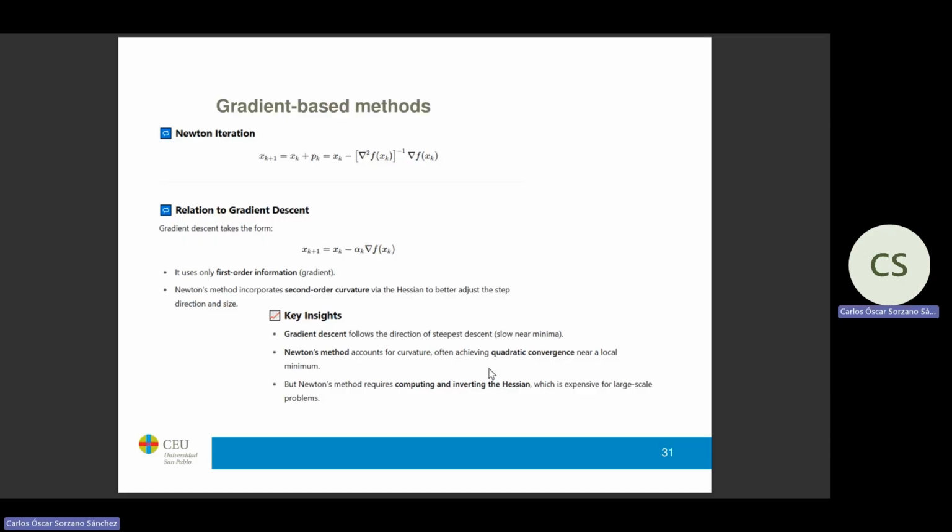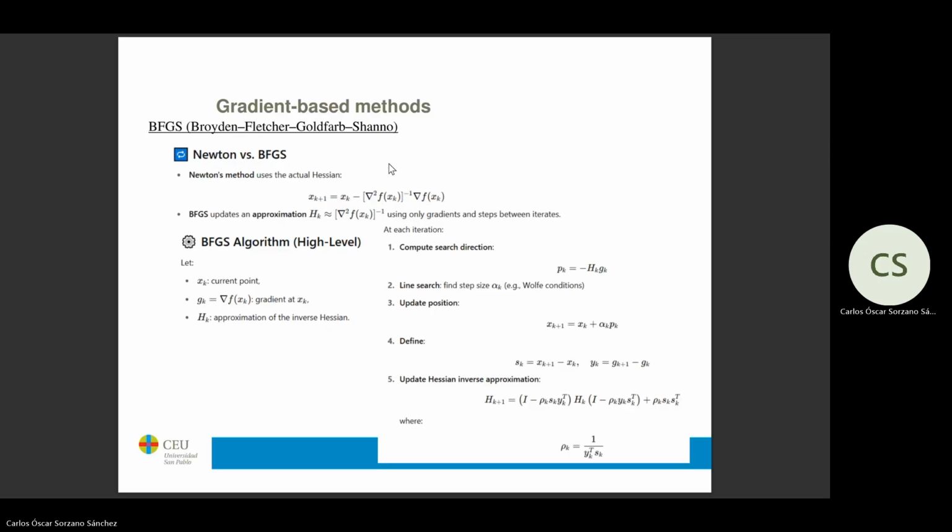But there is a problem. You have to invert this matrix, and inverting the matrix is not cheap, depending on how large your matrix is. For instance, for neural networks, you can imagine that this is quite large, so you cannot invert it very easily. So then there are approximations to that. These are the BFGS methods. BFGS stands for the names of the people who developed the method.